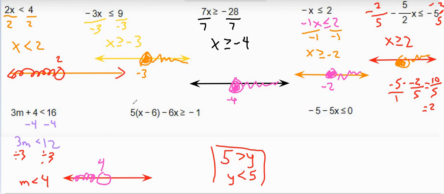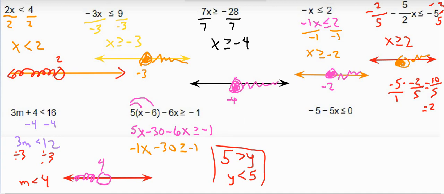Now, the next one, I would recommend we distribute the 5 first. So 5 times x is 5x. 5 times negative 6 is negative 30. We'll rewrite the rest. So now we combine like terms. The 5x and the negative 6x make negative 1x. Minus 30 is greater than or equal to negative 1.